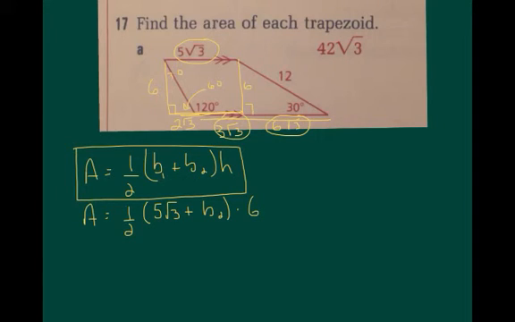Okay, so my final area is going to be 1/2 times 5√3 plus 9√3 times 6, which equals 42√3.